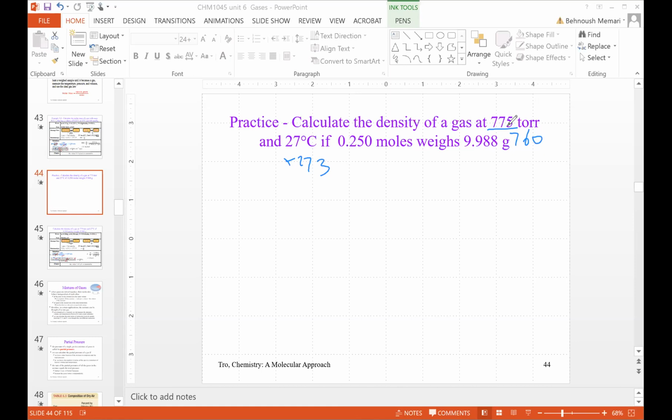We don't have the volume. First, we have to find the volume. How do you find the volume? V equals nRT over P, right? Because PV equals nRT. You rearrange it to find the volume.